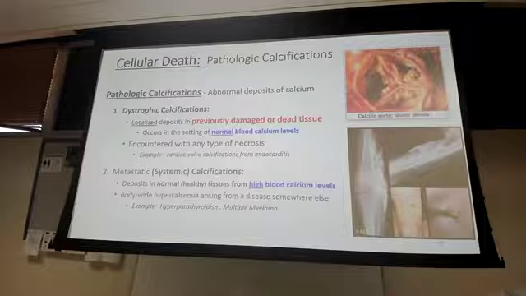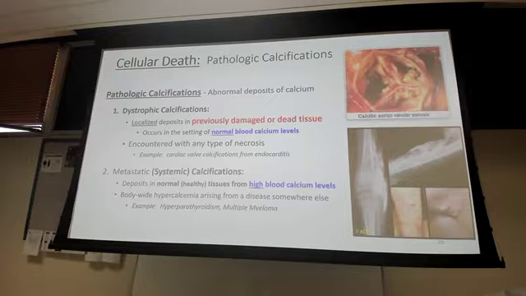That damage acts as a soil for calcium to deposit, and it's just a way to say, hey, there was some type of damage here, maybe sometime in the past. But if you were to take a blood sample from this patient, you would see that they have normal calcium levels. So even though there's calcium depositing into these tissues, because it's related to damage, you're going to see normal blood calcium levels. As opposed to metastatic calcifications, this is the opposite.